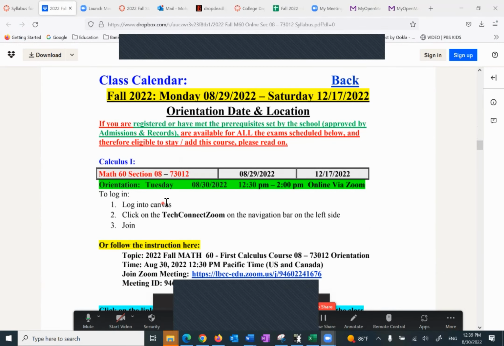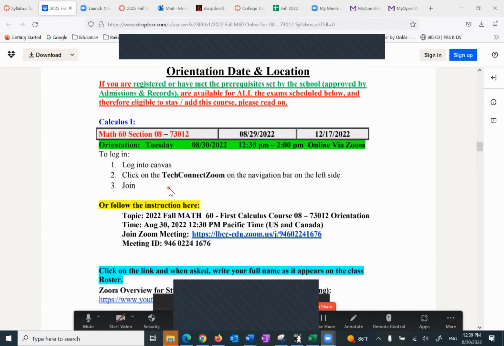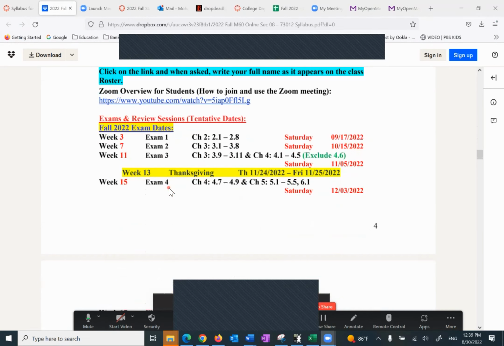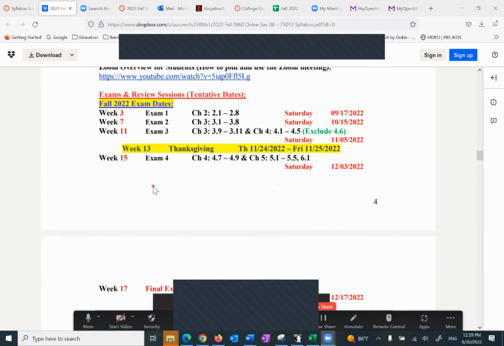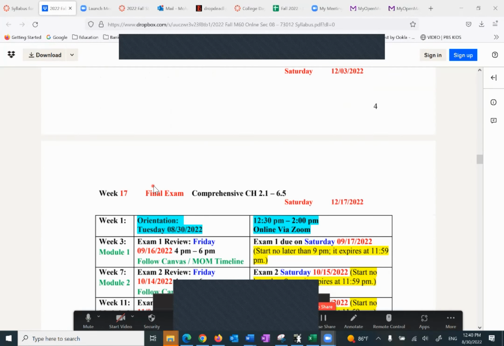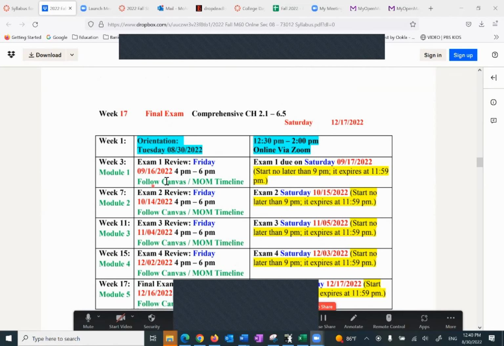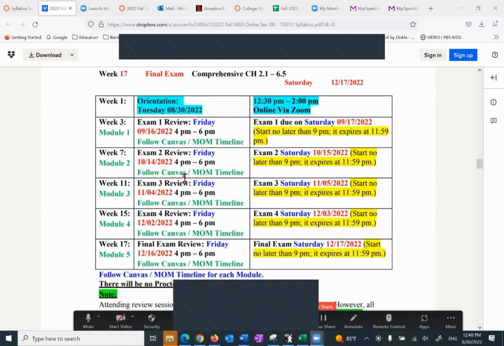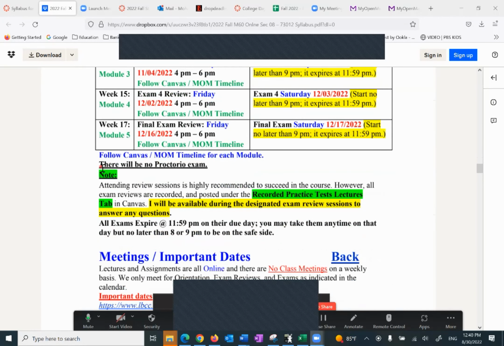class calendar. The way I've set it up is obviously this is the orientation and you're here, but every exam takes place on Saturdays. The reason why, because I want you to be relaxed and take the exam and do an A1 job on that. The day before the exam, on Fridays, we have the exam review, but everything is recorded and posted. In case you can't make it, that's fine. That's why I want to explain this part.